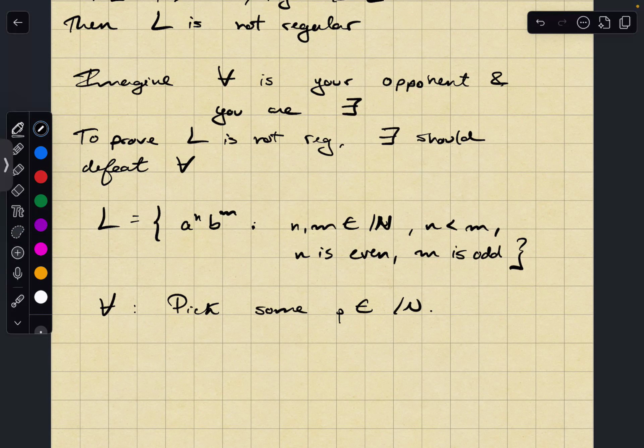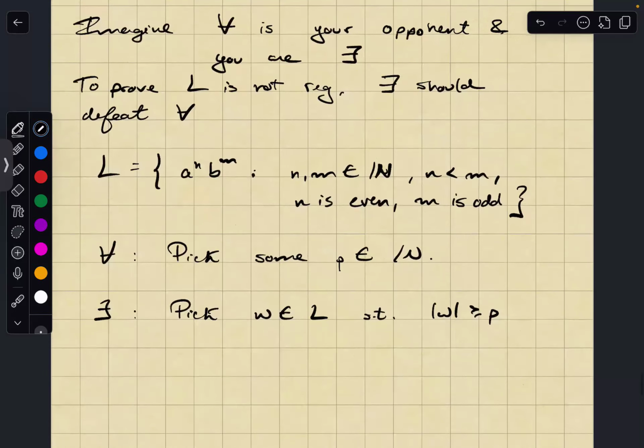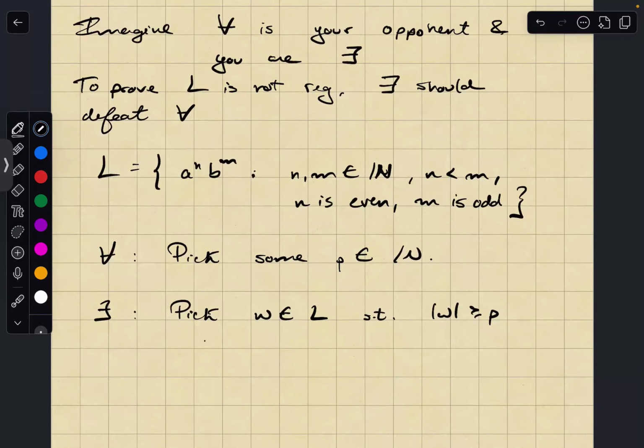Then you have to play the existential quantifier, and so you have to pick a particular string w. I need to pick some w in L, where the length of w is at least p. There are many w's that one could pick. Some might be correct and some might be incorrect. Even among the correct ones, some are better in terms of the strategy than others. There are many strings that satisfy this condition. So for instance, you could pick a^p, right?